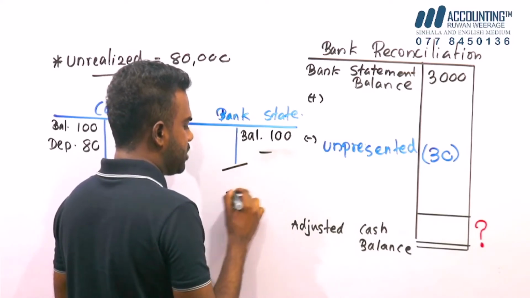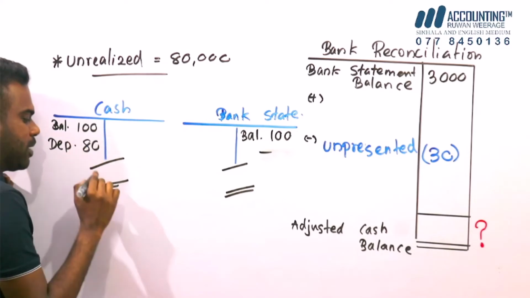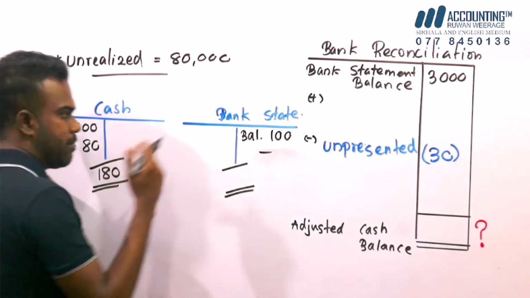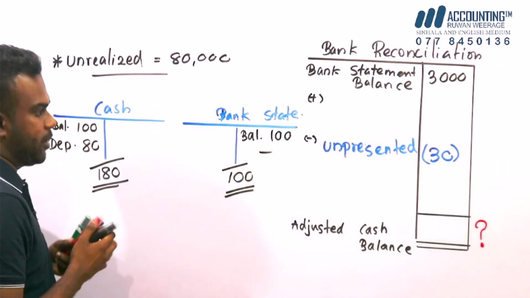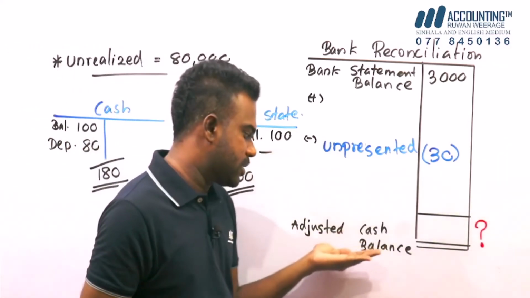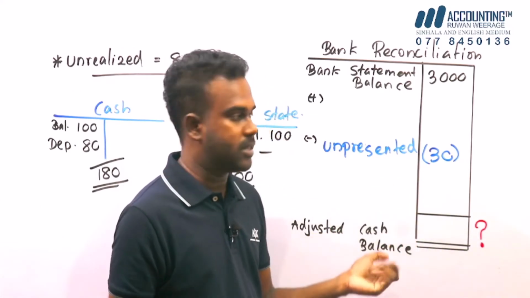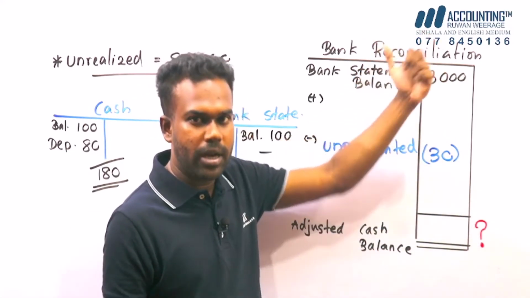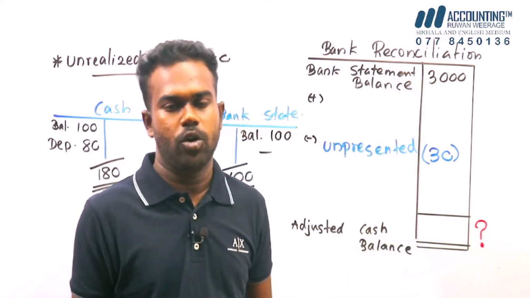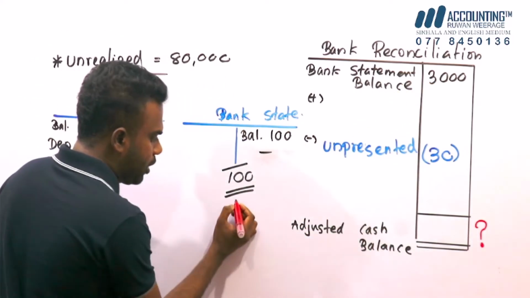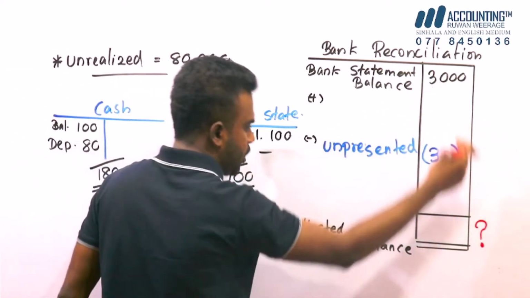So what happened to the balances? If we have recorded, our cash balance should be increased, but the bank statement balance is still the same, not increased. Look here also, same. In the cash account we have recorded, so the cash account balance should be increased, but in the bank statement it is not yet recorded. When compared to the cash balance, the bank statement balance is lower. We are going to get from the lower balance to the higher balance.